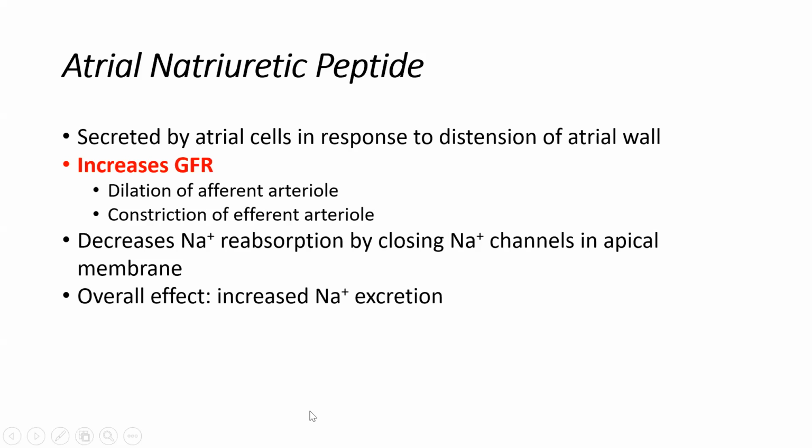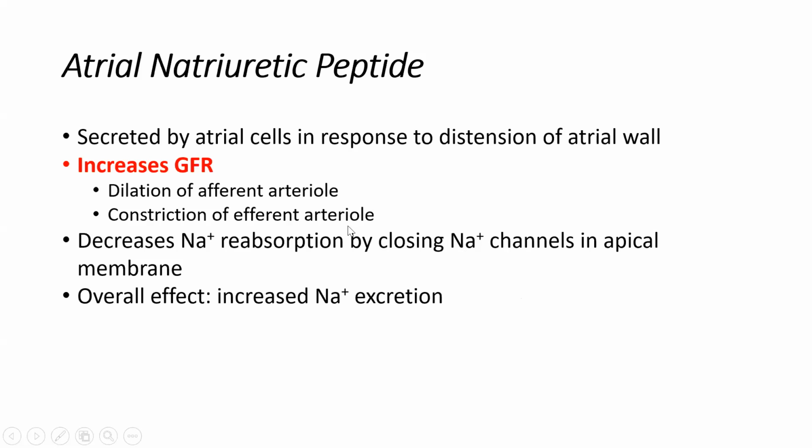And the response that ANP is going to bring about is an increase in GFR, which it does by dilating the afferent arterioles and constricting the efferent arterioles, meaning that we're going to now filter more fluid across the glomerulus, increasing our GFR. And that is a way for us to clear more fluid out of the body, right? Remember, if we lose more fluid, we're going to bring our blood pressure back down. And that is what we want when we release ANP, or atrial natriuretic peptide.